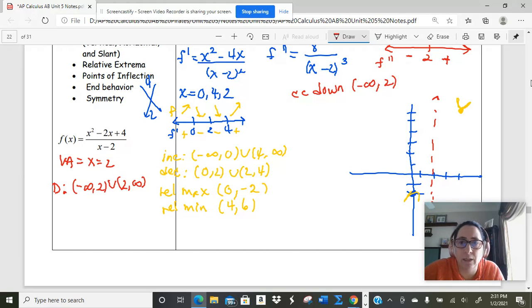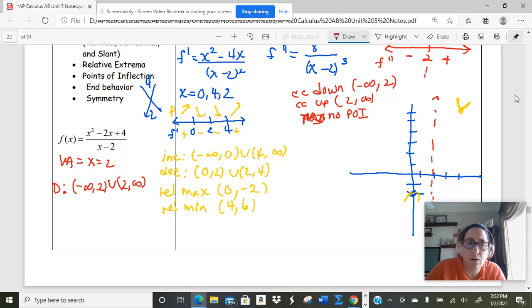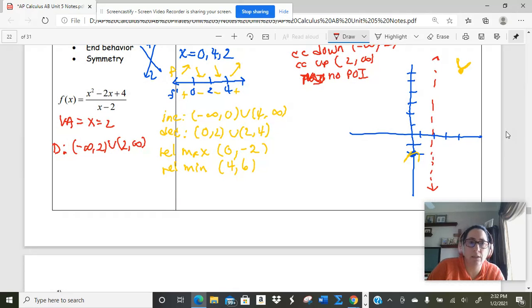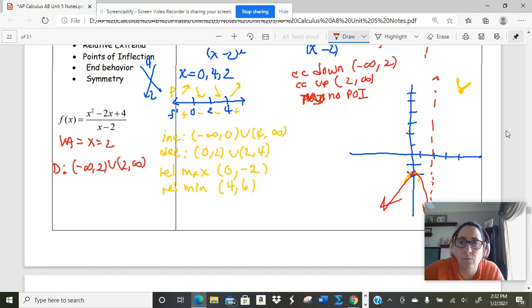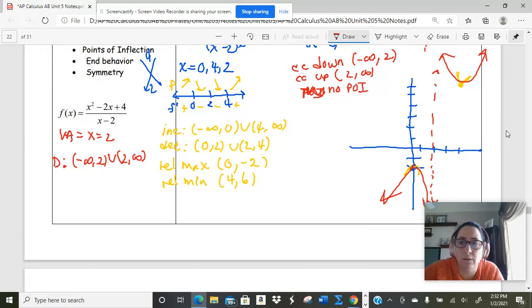So from negative infinity to 2 it's concave down, and concave up from 2 to infinity, and we have this point of inflection. Actually, we don't have a point of inflection because that's a VA. So no points of inflection. Okay, all of this can help us get together what we're trying to find. We could absolutely plot some other points, but this is enough to give us what is going to be going on with this graph.